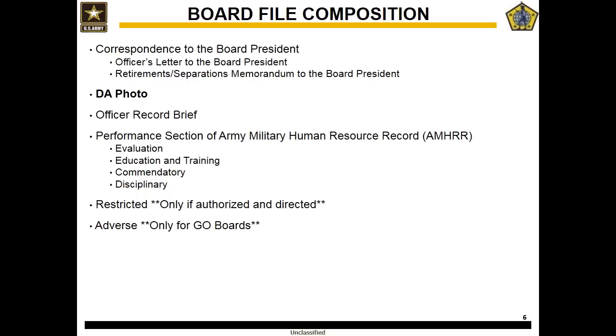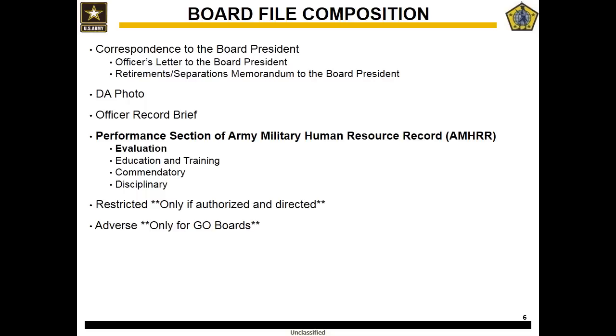Next is the officer record brief, followed by the performance section of the Army Military Human Resource Record, which is pulled directly from IPERMS. For the remainder of this training, we will refer to the Human Resource Record as the official record. The evaluation section of the performance record appears first and includes all evaluations, OERs, and AERs listed chronologically with the most recent appearing first.